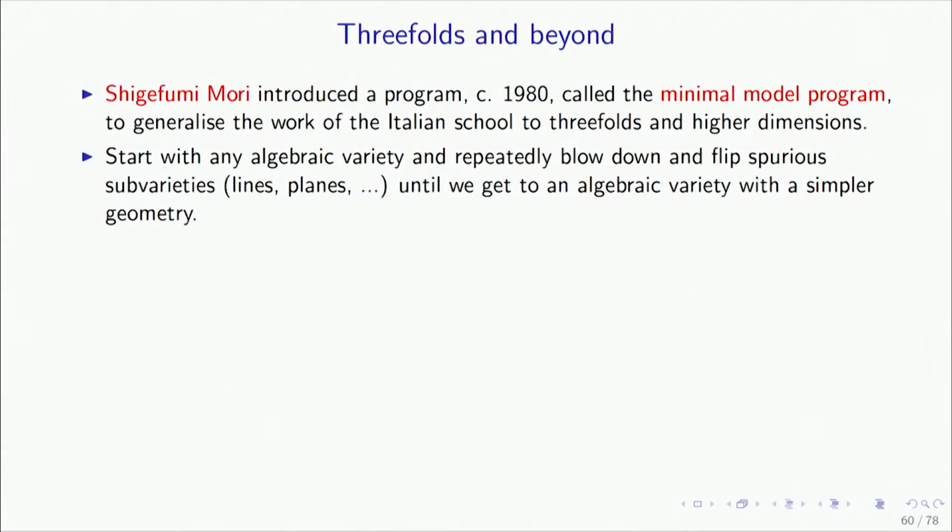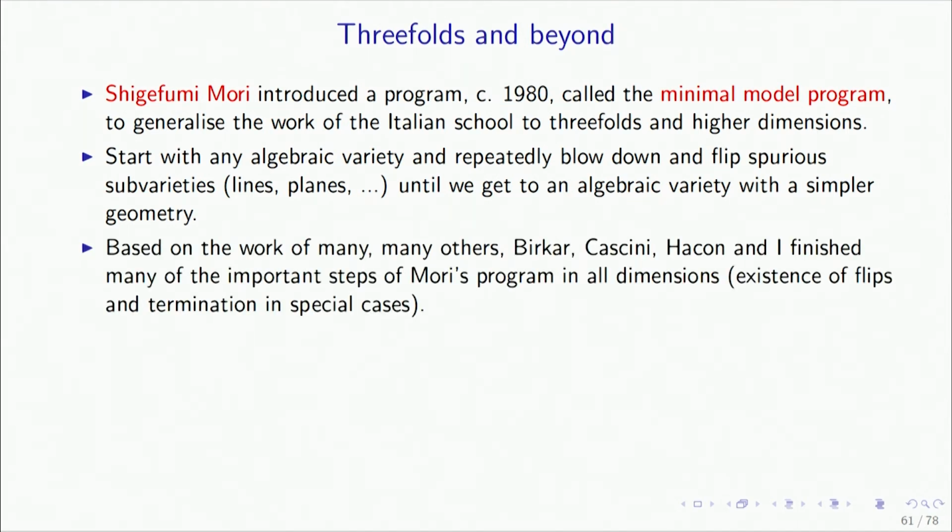In his monumental work, he constructed flips for threefolds purely by classification. What I did with Christopher and two other co-authors, Birkar and Cascini, we finished Mori's program in all dimensions. That's the existence of flips and termination in some special cases. It's an algorithm, so it could potentially loop forever, and of course that's not very interesting. You want your algorithm to stop.